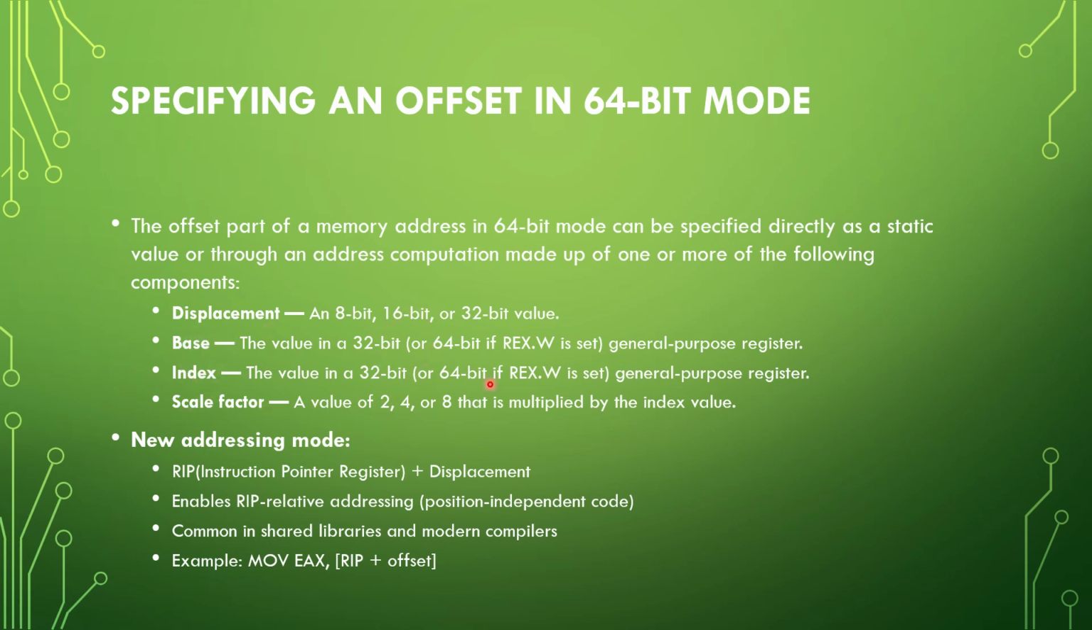The only thing is that here we have a 64-bit reference, and apart from the previous addressing modes which we described, one more addressing mode is there. A new addressing mode is RIP plus displacement, where RIP stands for instruction pointer register plus displacement, which enables RIP relative addressing, that is position independent code, and is commonly used in shared libraries and modern compilers. An example of such an addressing mode, RIP plus displacement, is shown here.